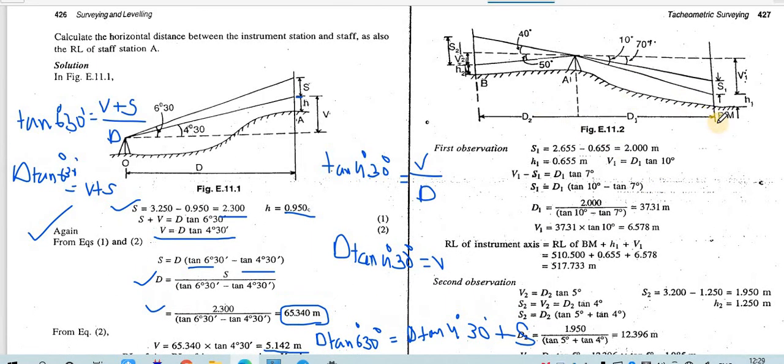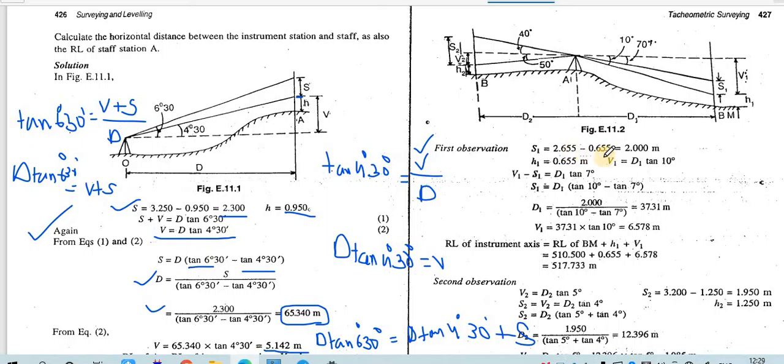Okay. So we need to calculate the RL of B. We need to calculate this elevation, and we need to calculate the distance between the benchmark and point B. So we'll do the first observation. Try to calculate one by one. So S1 will be what? First one will be what?